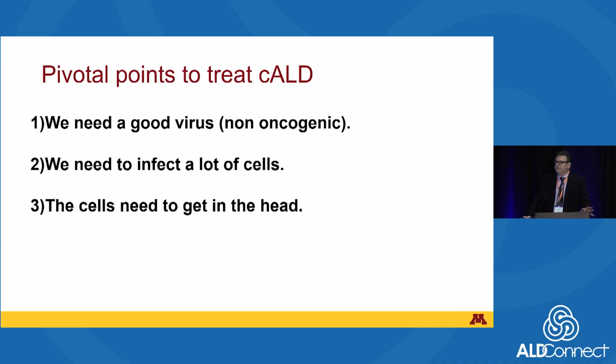All right, so what are the pivotal points for cerebral disease? We need a good virus, one that's non-oncogenic, and we all know the problems with the current virus. I don't need to go into them. We need to infect a lot of cells. When you harvest bone marrow, you are getting billions of cells. They each need to see the virus. The cells need to get in the head, and I will cover all these points.